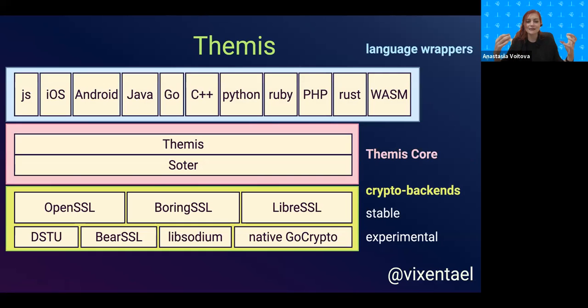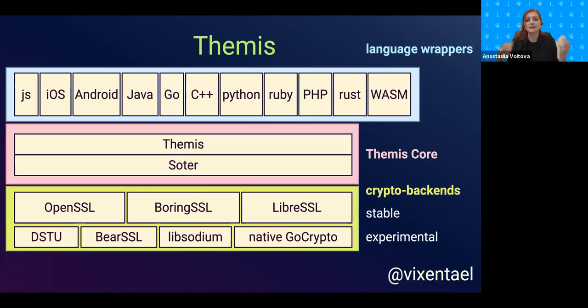One of the layers, the bottom layer, is the crypto backends. As a library, you don't want to implement your own crypto, even if you're a cryptographer. So Themis doesn't have its own implementation of ciphers. It uses implementations from other cryptographic libraries, for example, OpenSSL, BoringSSL, LibreSSL, Voitova SSL. For the Go language, for example, we try to use the native Go cryptographic library. For iOS, we are looking at CryptoKit, thinking maybe to switch to CryptoKit for iOS. So these are the sources of crypto primitives.